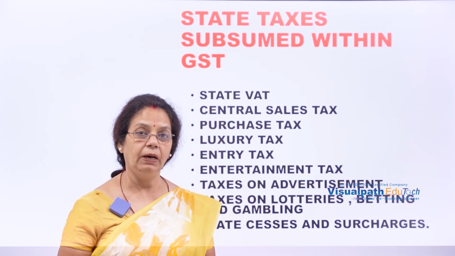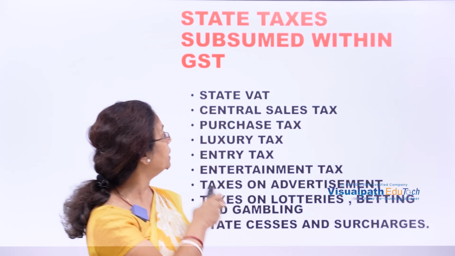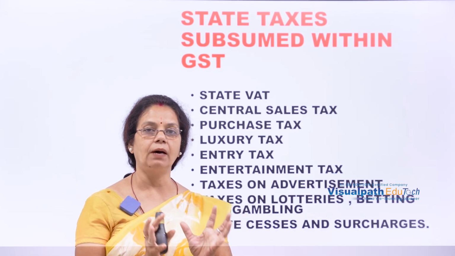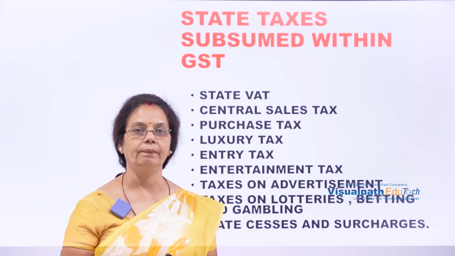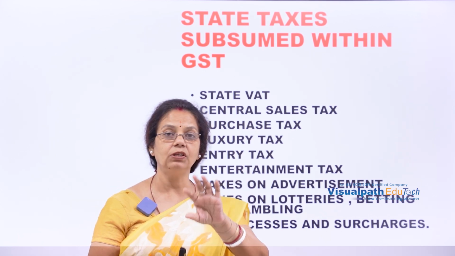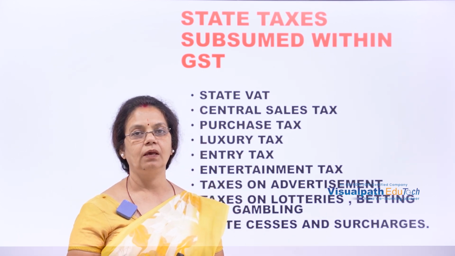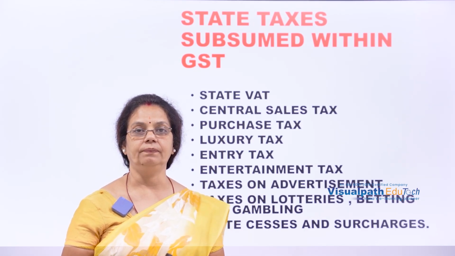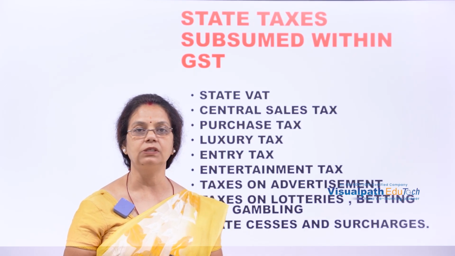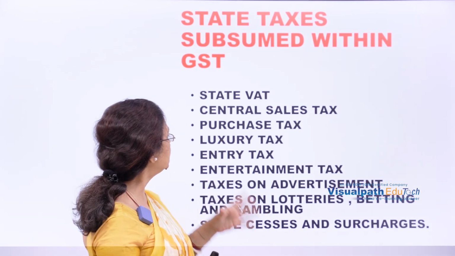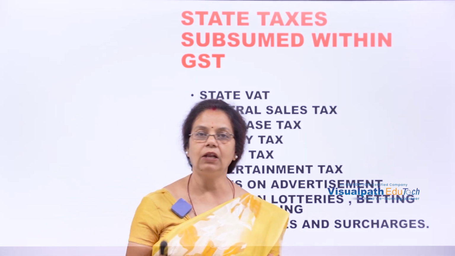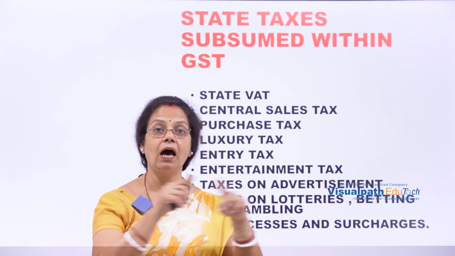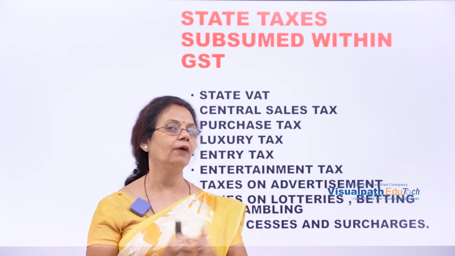But now what happened? The state government has subsumed them. Subsumed means mixed up all the taxes together. They have added all these taxes. I cannot say that tax has been totally removed. It is there, but we can't see it separately. Luxury tax we cannot see separately. We cannot see the purchase tax separately. We cannot see the sales tax separately. Everything has been added up and the total tax we have to pay.